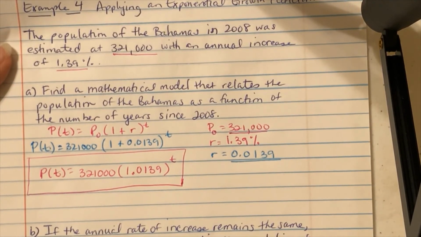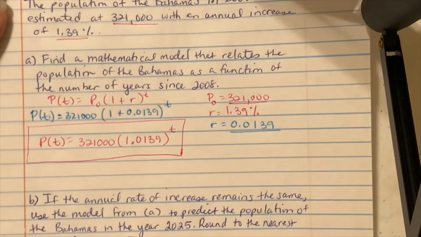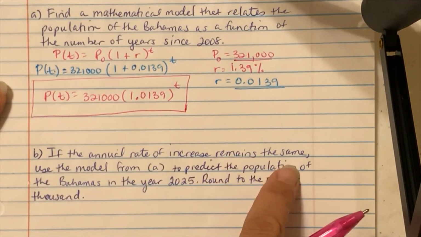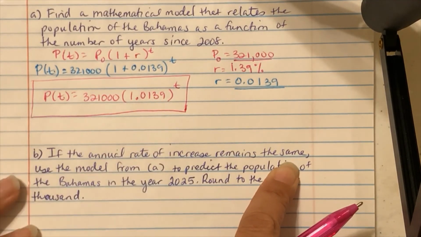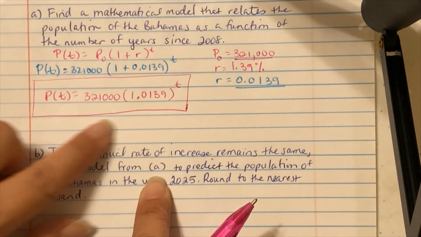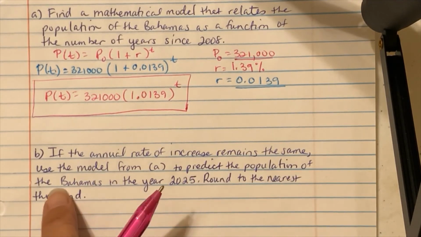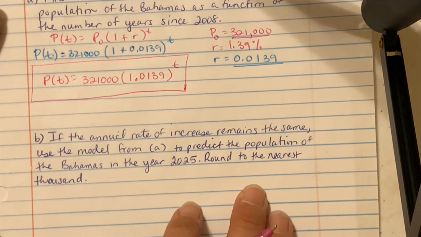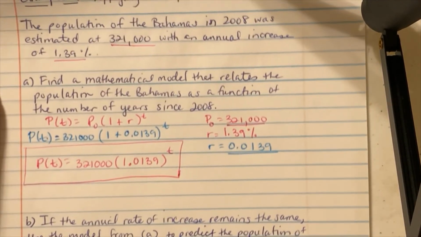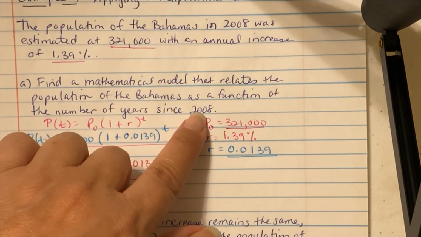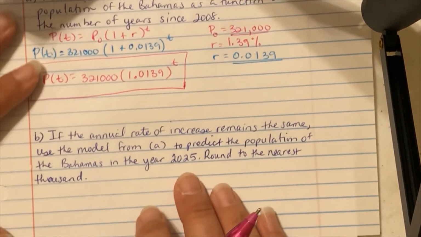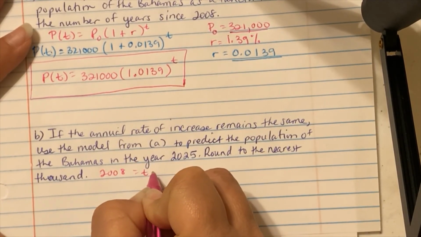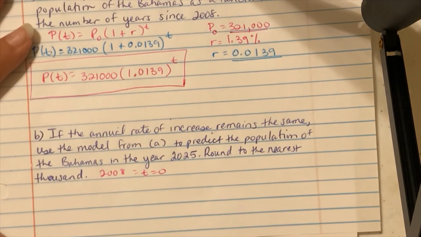Since we found our mathematical model, we can now try to figure out what it says, hypothetically, if the annual rate of increase remained the same, so we're keeping the same rate. Use the model from A, which we came up with, to predict the population of the Bahamas in the year 2025, round to the nearest 1,000. First thing we need to remember, in our original problem, this is the number of years since 2008. So the year 2008 represents T of 0. That's the first thing I need to remember.